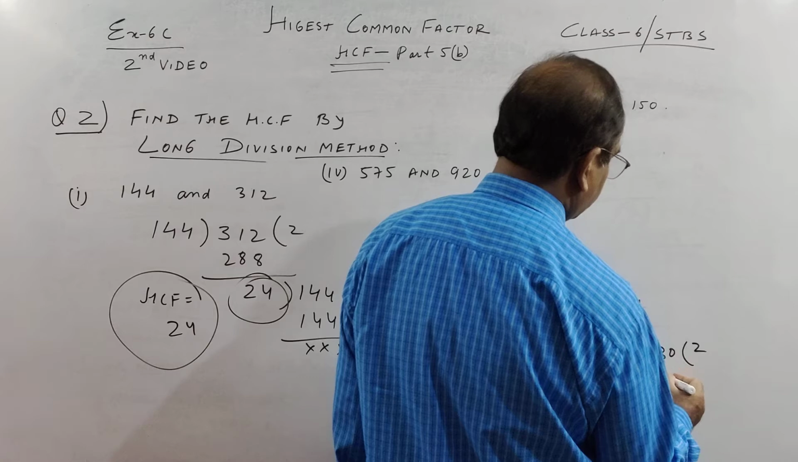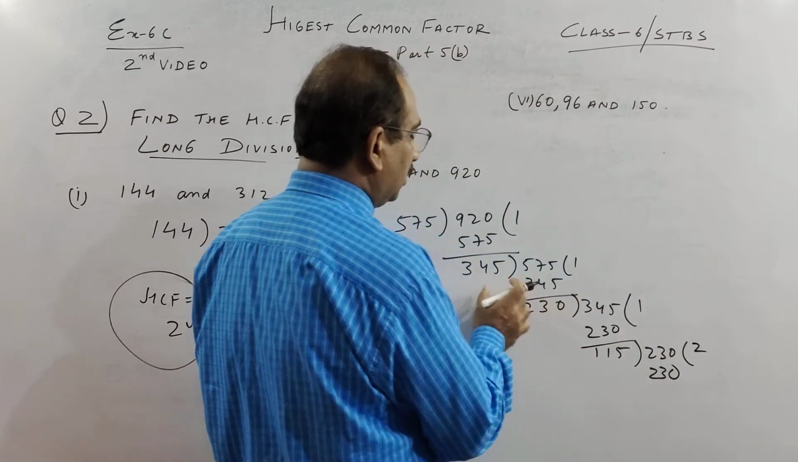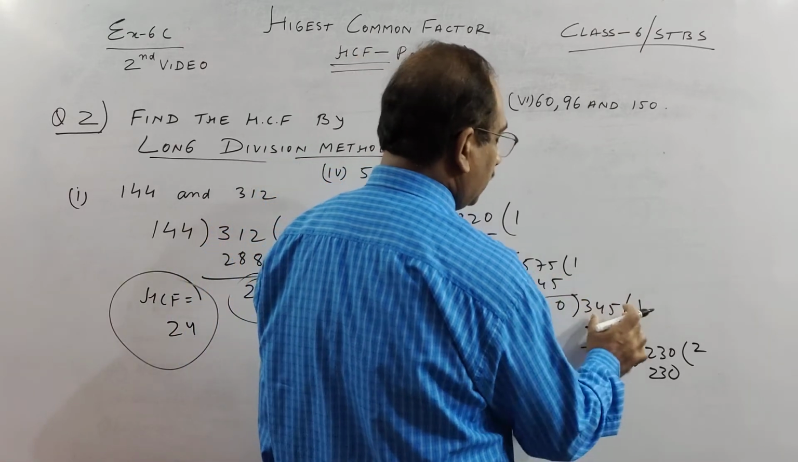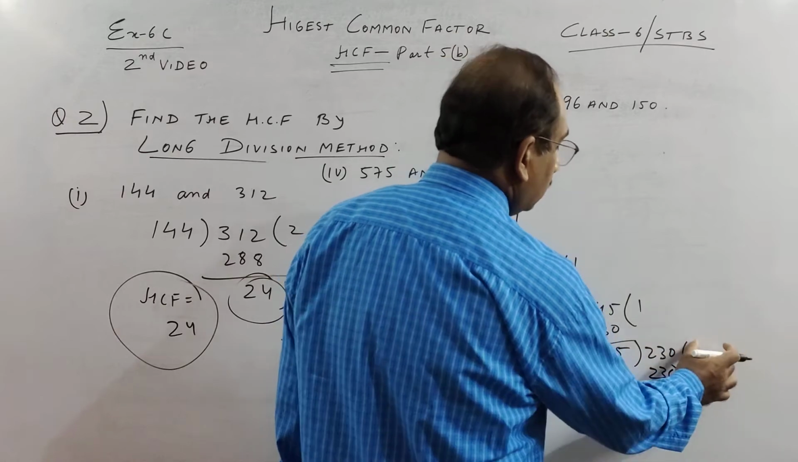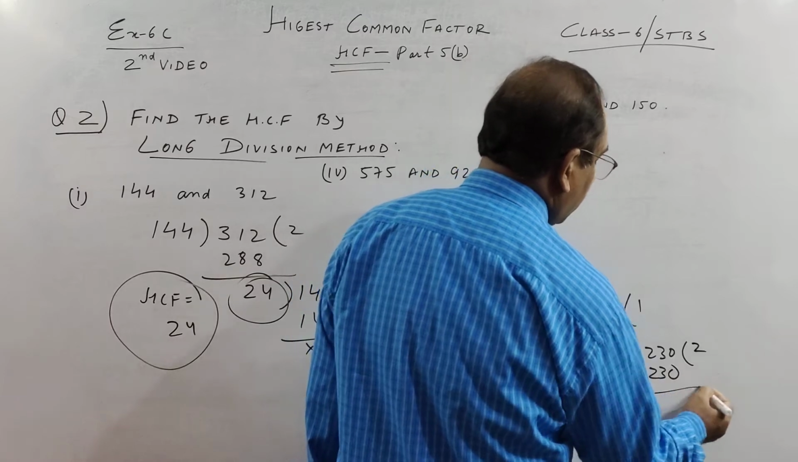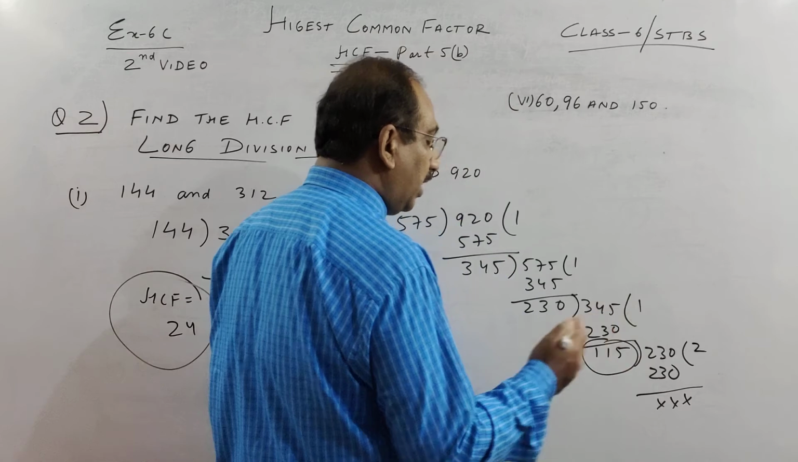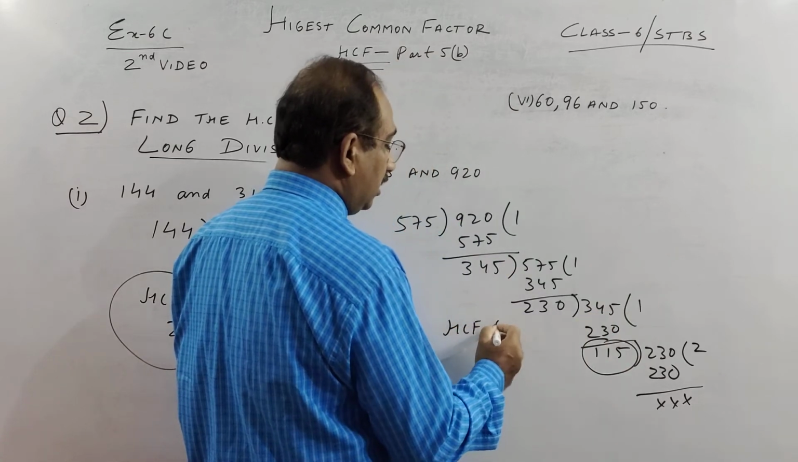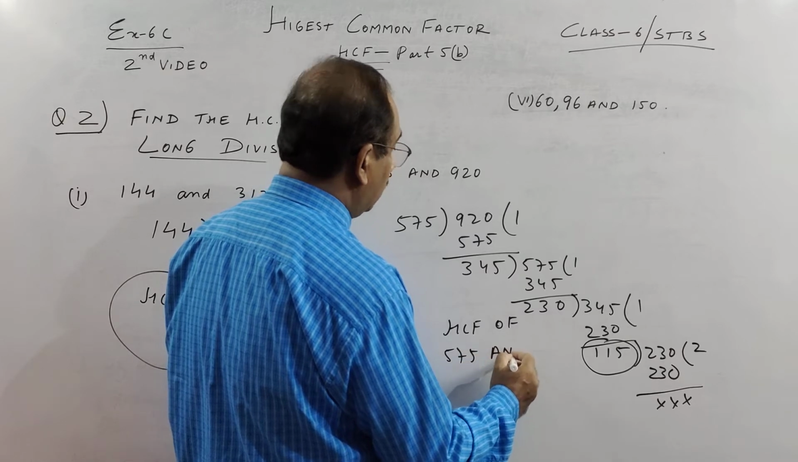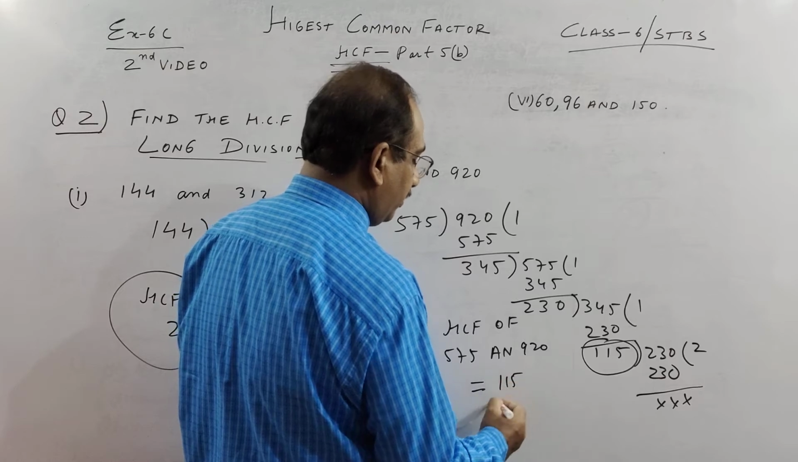Remember, this comes here and this is the divisor, this becomes the quotient. Here this is the divisor, this becomes the dividend. This is called the quotient, children. Remember, here the quotient has no rule practically. Ultimately you have to see the remainder has to be 0 and the last divisor is the HCF. The HCF of 575 and 920 is equal to 115.